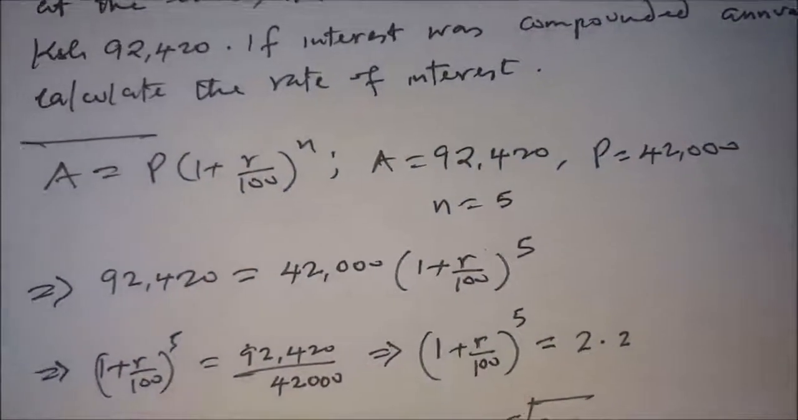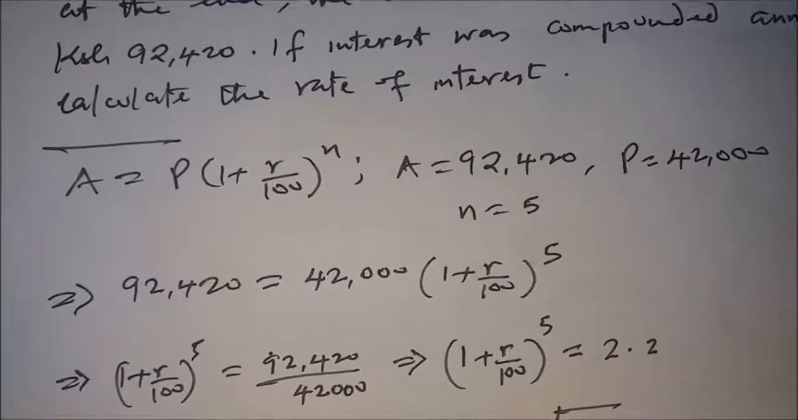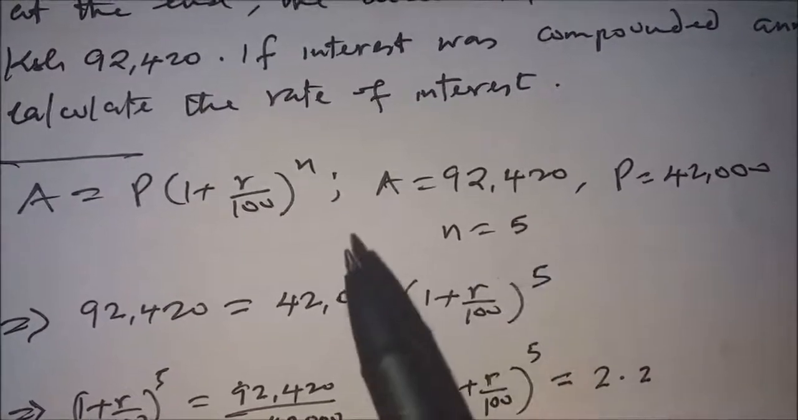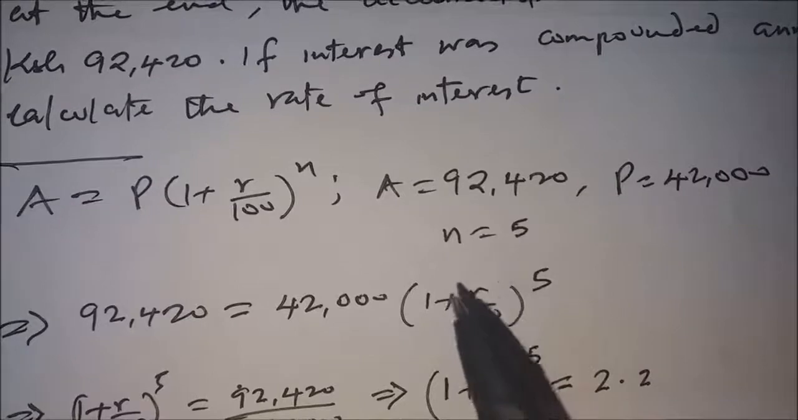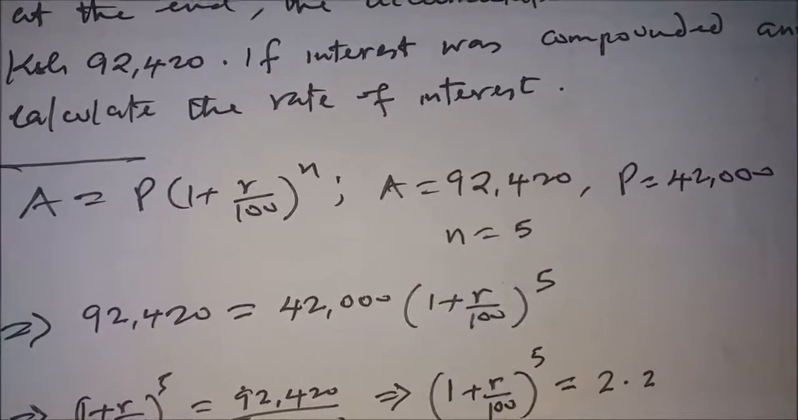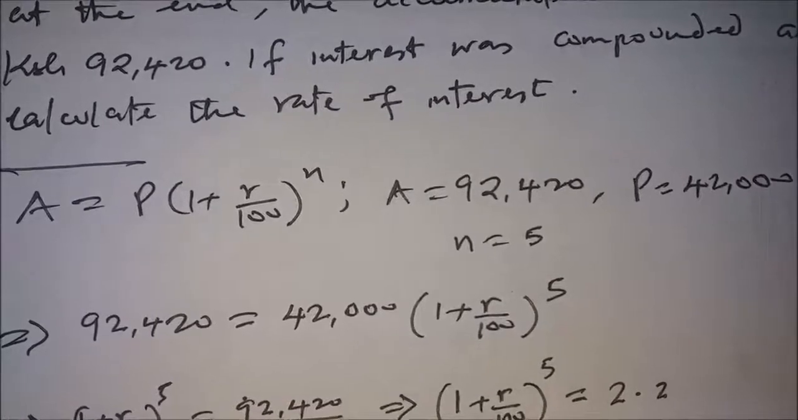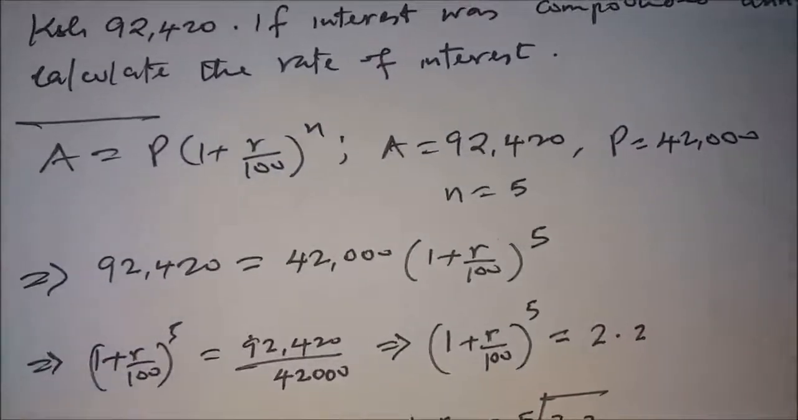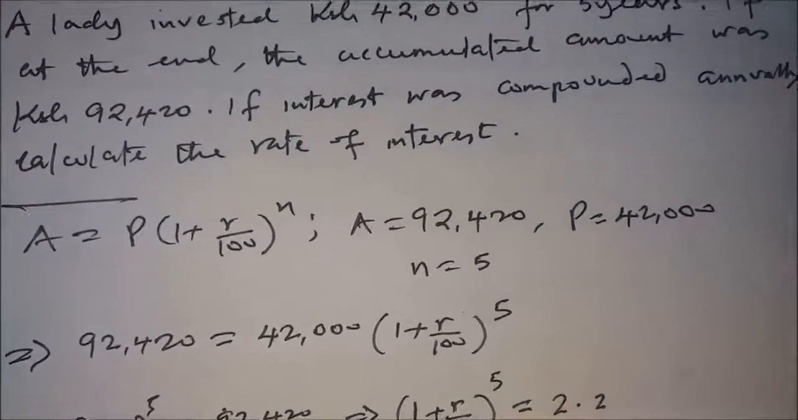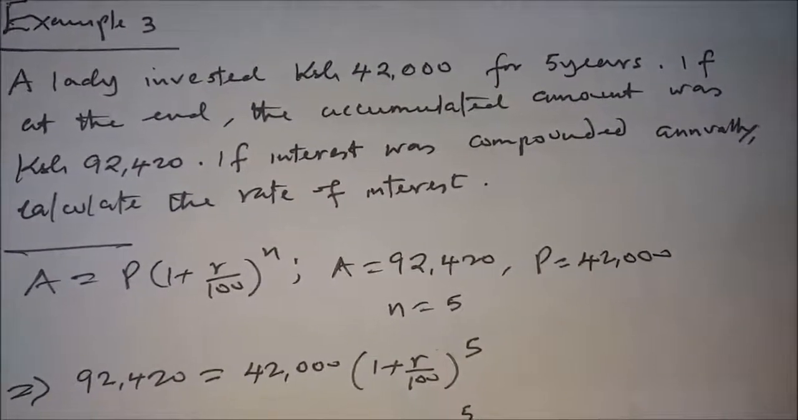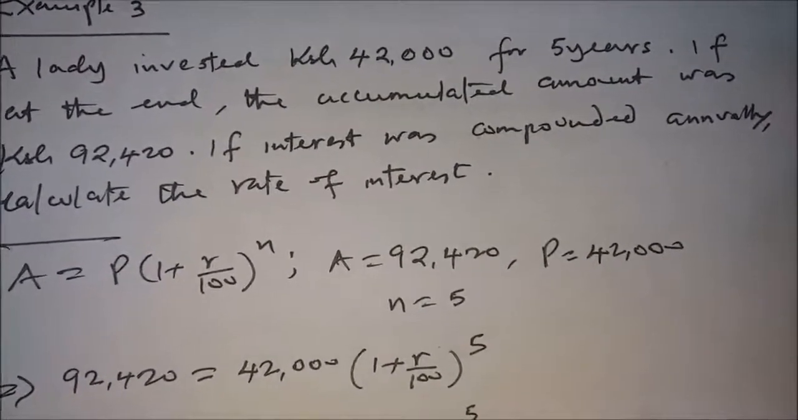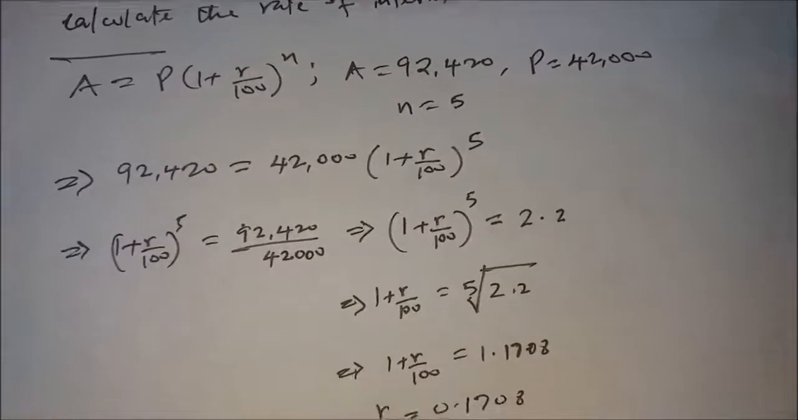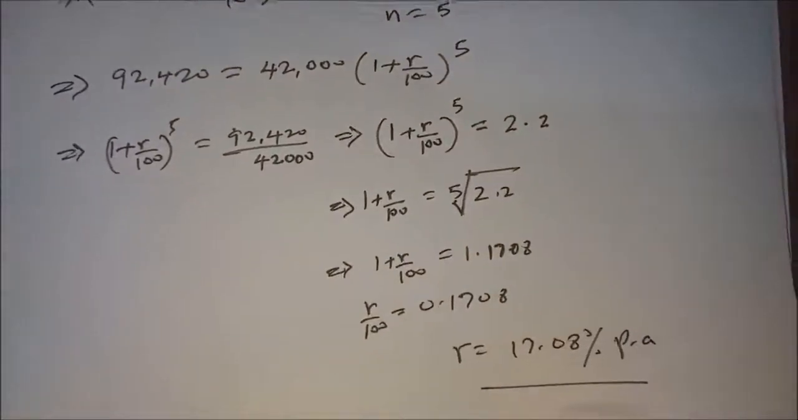You can look through again. Most important is to know how to handle n depending on the number of times interest is calculated, and also how to deal with R. Sometimes you have to change R, like in this question, where interest was compounded annually. That means it is done once in a year. Well, I hope you followed, and we can move to the next one.